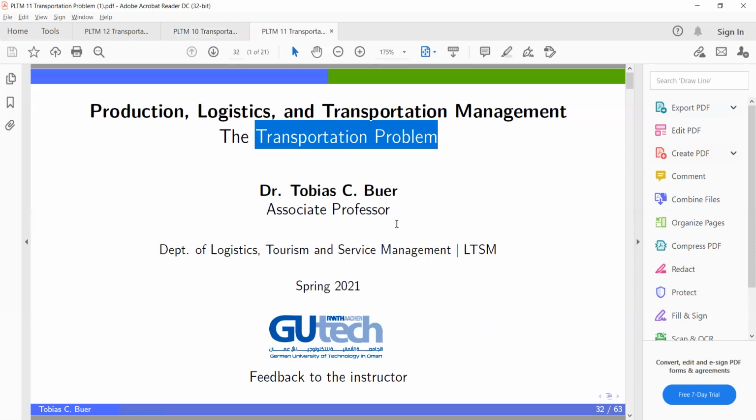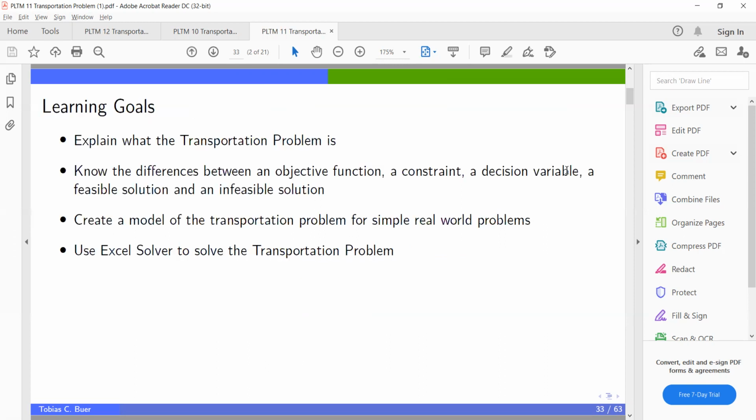So you should be able to explain what the transportation problem is. You should know the differences between an objective function, a constraint of a model, a decision variable, a feasible solution, and an infeasible solution. And when you are given a small, simple, real-world problem, you should be able to create such a model yourself. And as I already said in the beginning of this repetition, you should be able to enter such a model in Excel yourself and solve it via Excel.